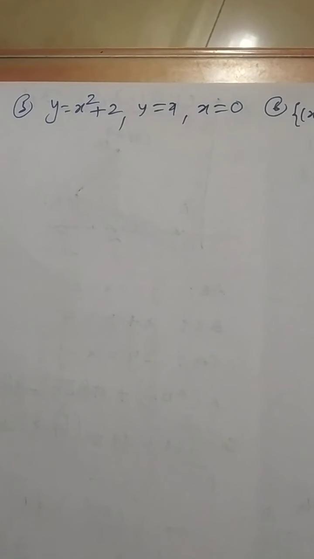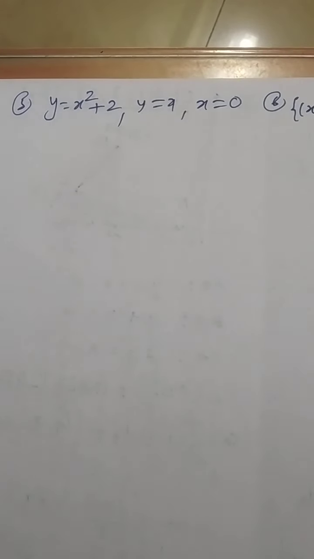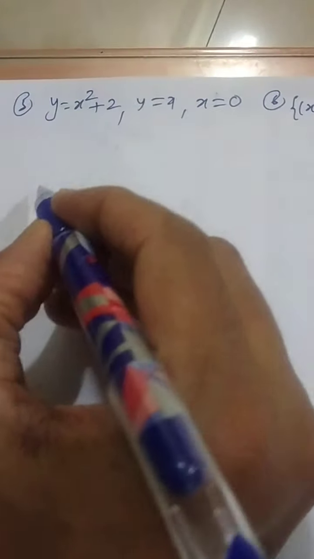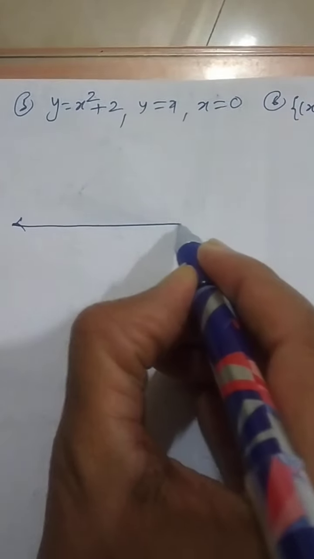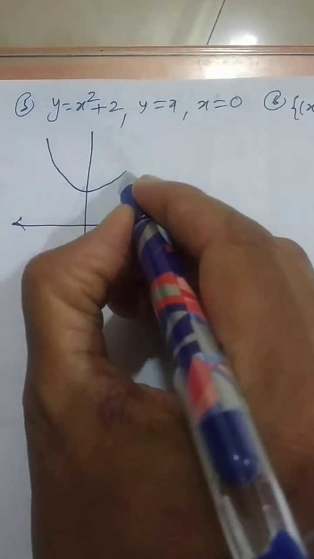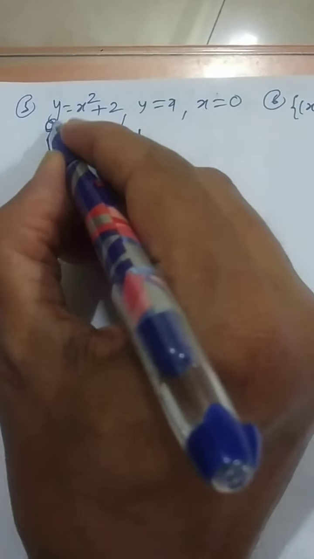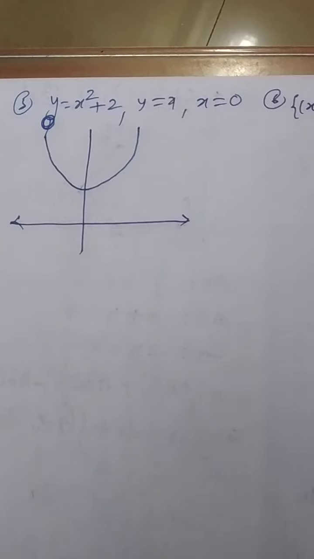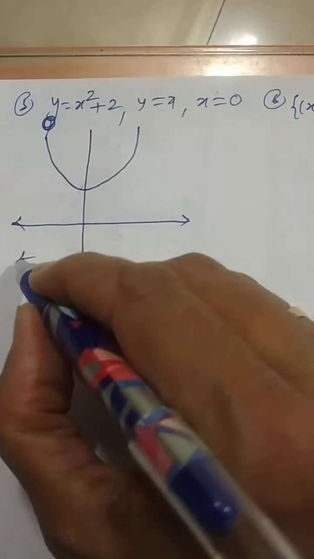More questions I am going to discuss with you, and that will end up with application of derivative. Then you can see many more questions solved in the book. First try to understand the solved question itself, and then you can complete the assignment. This is nothing but the parabola y equals x square plus 2. If x is equal to 0, it is an upward-opening parabola. Now y will be equal to x, which is the line.